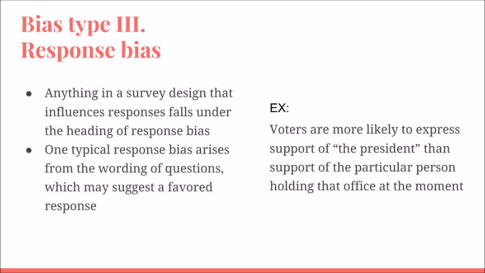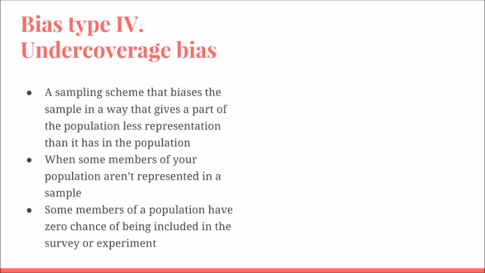Let's take a look at the last type of bias. Bias type 4 is undercoverage bias, and I would say it is the most tricky and confusing concept to understand. It's a sampling scheme that biases the sample in a way that gives a part of the population less representation than it has in the population. So it occurs when some members of your population aren't represented in a sample. Some members of a population have zero chance of being included in the survey or experiment.